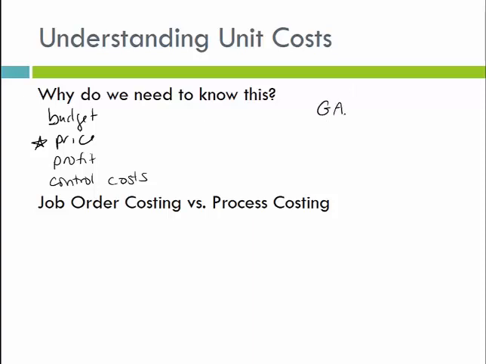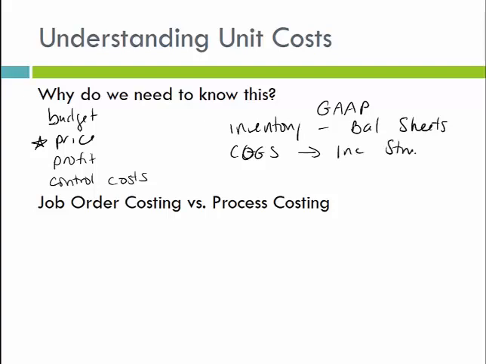There are also GAAP implications in addition to the managerial implications here, because all these inventory numbers that we have, so raw materials, work in process, finished goods, are showing up on the balance sheets. And then once we sell it, it turns into cost of goods sold, which goes on our income statement. So if we're not tracking our costs right, our inventory numbers aren't right, our cost of goods sold's not right, so then none of our financial statements are correct, and then we've got a whole problem.